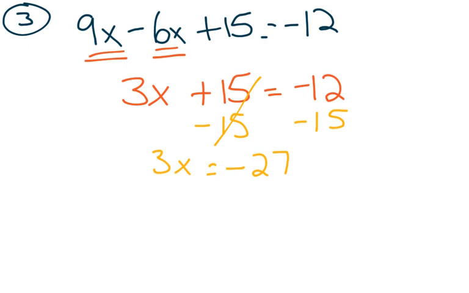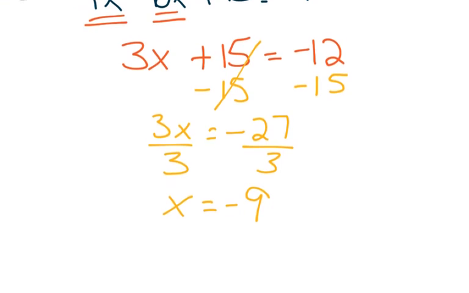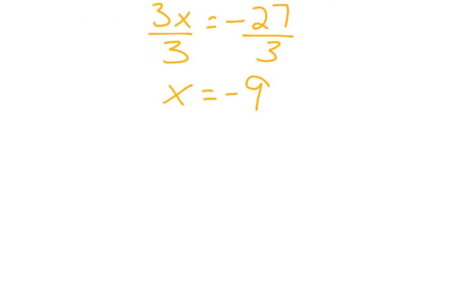Okay? So we've gotten rid of the adding. Now we got to get rid of the multiplying. I'm going to do that by dividing. Divide both sides by 3. X is equal to negative 9. Okay, so one extra step, really not that difficult, but it is an extra step that we need to be aware of. Okay, let's try another one here.